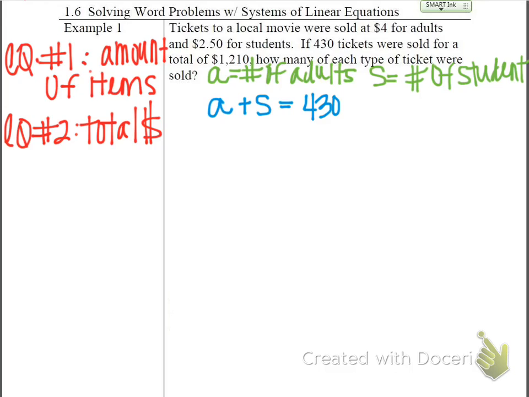Okay, so let's write a second equation. Your second equation always has to do with the total amount of money. So we need to figure out how much money we made from adult tickets first. How much does an adult ticket cost? $4. So we're going to multiply $4 by every adult ticket that we sold, and that tells us how much money we made for each adult ticket. So how would I figure out how much money I make for each student ticket? Multiply by 2.5. So 2.5S equals how much money we made total, which is 1,210. So far, so good?